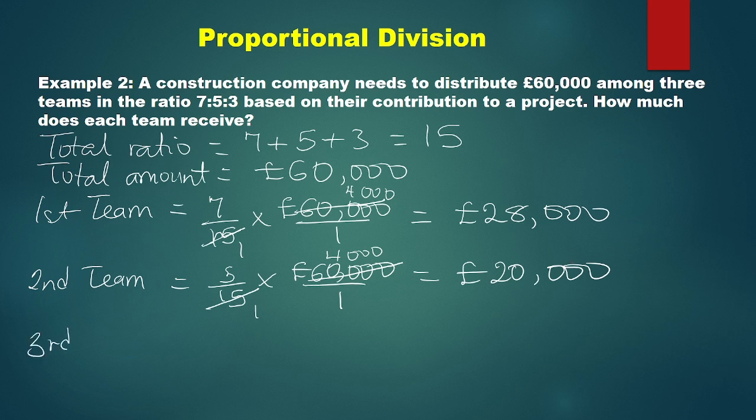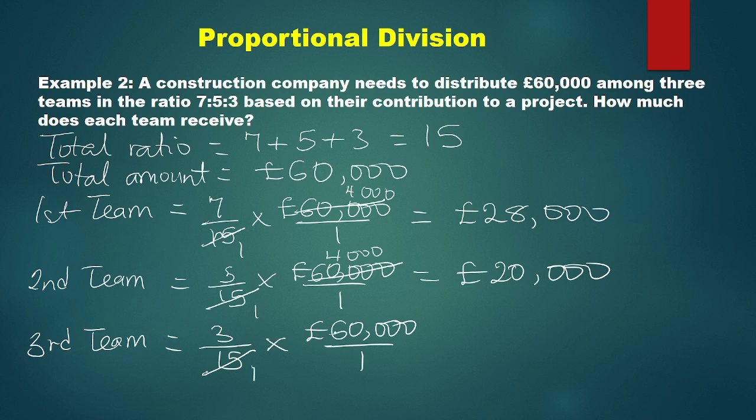The third team will be 3 over 15 multiplied by £60,000 over 1. 15 divided by 15 is 1. 15 in 60,000 is 4,000. And 3 times 4,000 will simply be 12,000. To find out if you are correct, just simply add up the 3 amounts and it should give you 60,000. So that is how to share based on a given ratio.